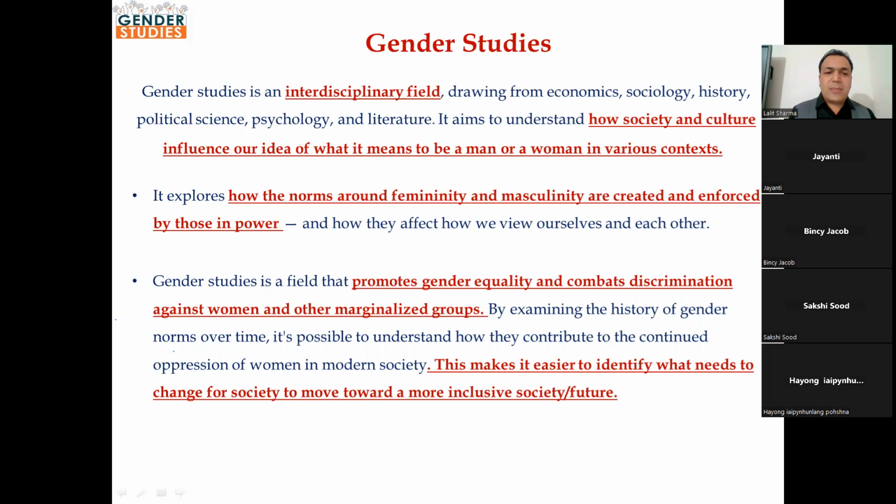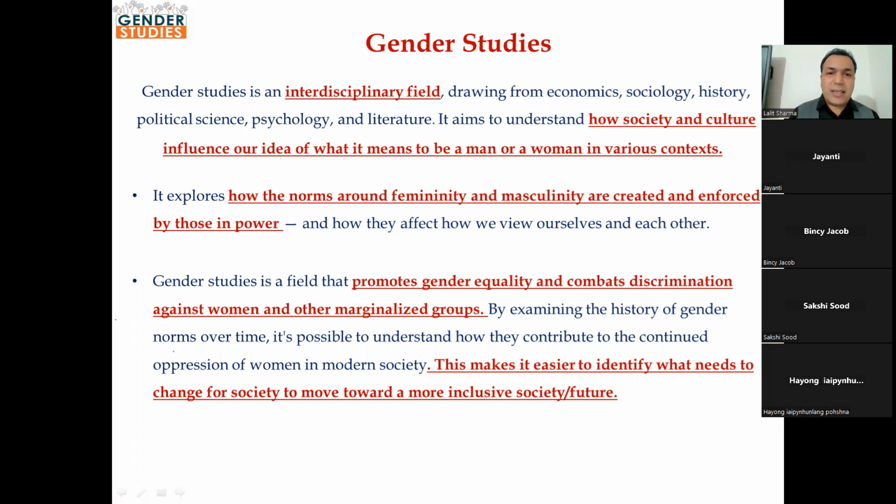So gender studies is basically a field that promotes gender equality. Gender equality means men and women should share the same responsibility, resources, each and everything, they should be given equally, and it combats discrimination against women and other marginalized groups. Okay, by examining the history of gender norms over time, it is possible to understand how they contribute to the continued oppression of women in modern society.